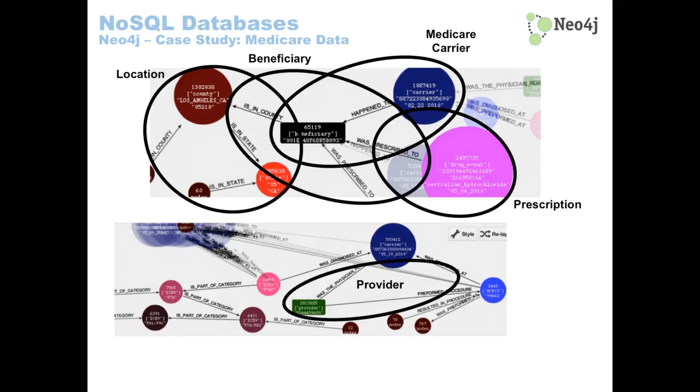Down below, now these are not different graphs. These are all small subgraphs from the entire single one large graph that we built. So, information about a particular provider who you can see is a physician for this particular Medicare carrier. Medicare carrier, by the way, is a private company that has been contracted to provide Medicare services for individuals.